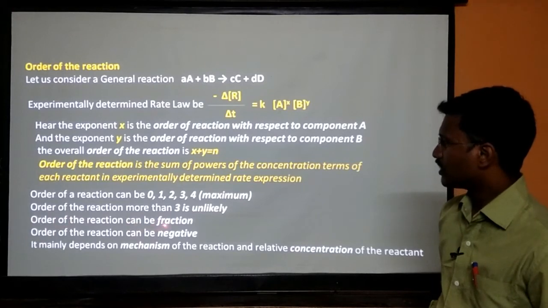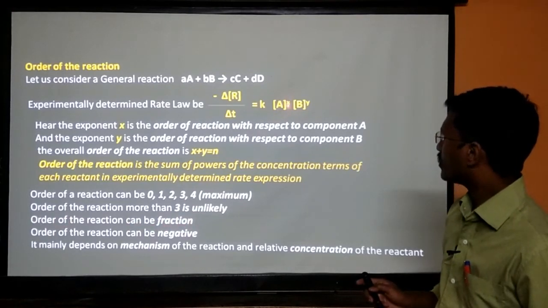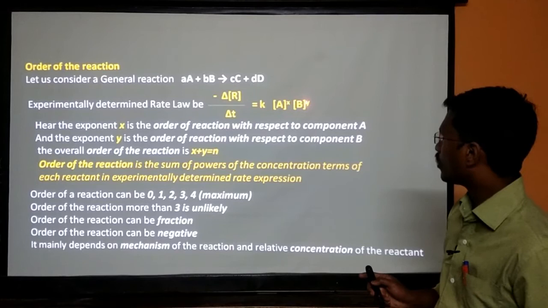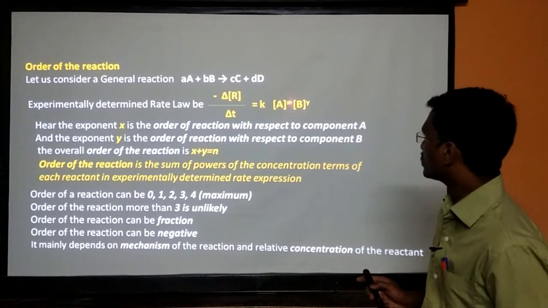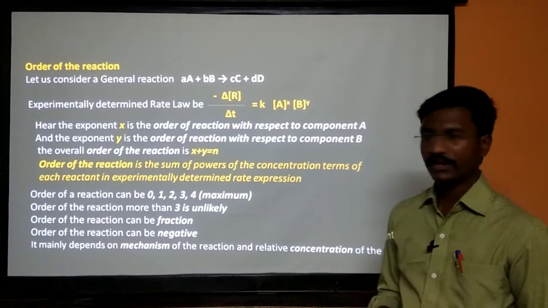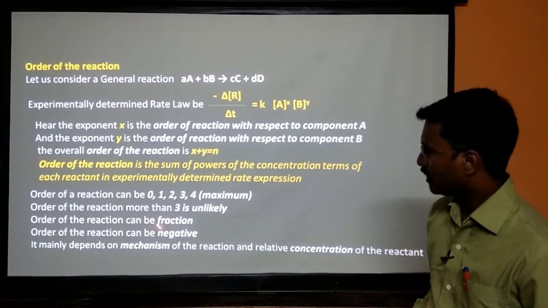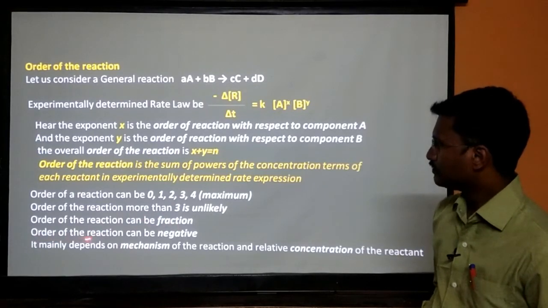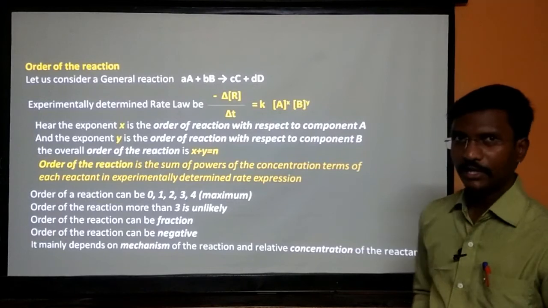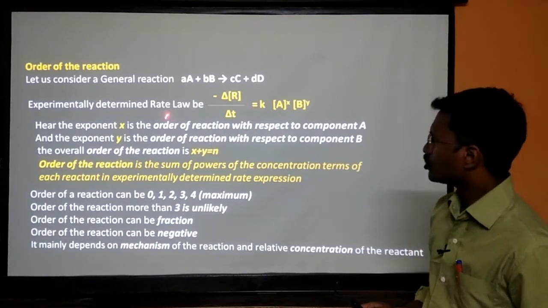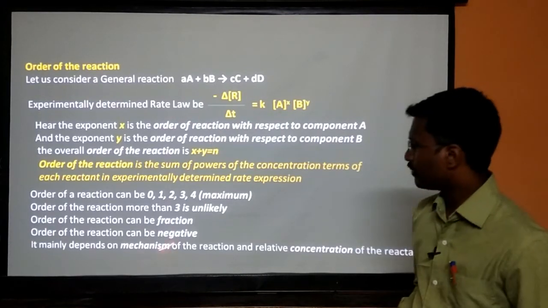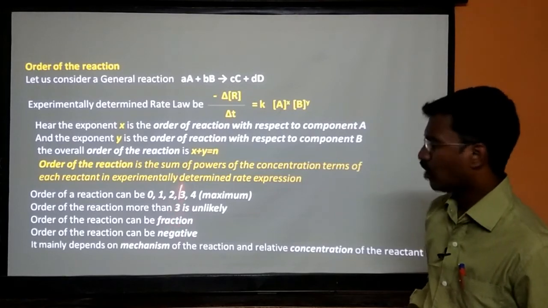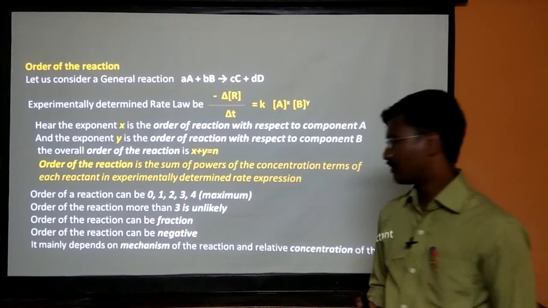And order of the reaction can be a fraction, because if X is 1 and Y is 1 by 2, together the sum 1 plus 1 by 2 is 3 by 2. Means order of the reaction may be a fraction. Next, order of the reaction can be negative. It is not necessarily positive. It may be negative, it may be a fraction, or not more than 3. You should remember that.